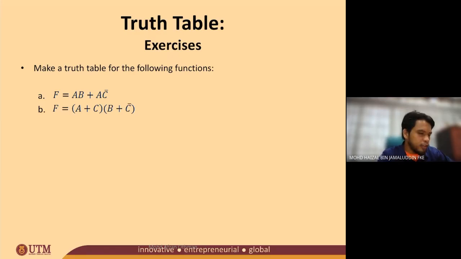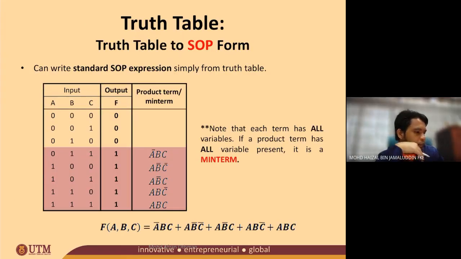okay, just to refresh back what you have learned yesterday. I think yesterday I already showed you one of the examples, right? Okay, maybe we will give another example. Okay, still we are in the truth table form. So when you have a standard SOP expression, simply you can transform it into the truth table.